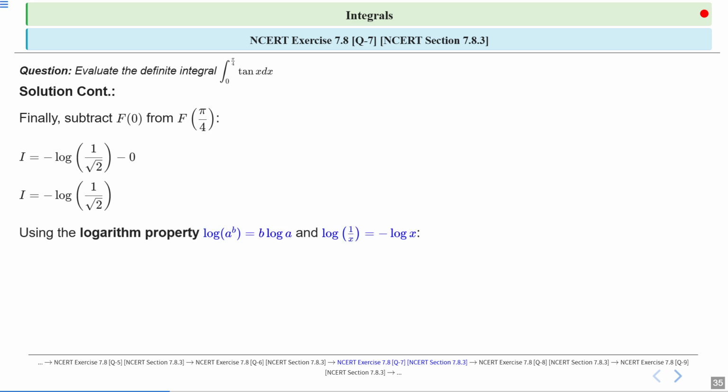Now using the logarithmic properties, log a to the power b is b log a, and log 1 by x is minus log x. So 1 by root 2 can be written as 2 to the power minus 1 by 2. So minus log, first apply the second property, so it becomes minus log 2 to the power minus 1 by 2. So minus into minus 1 by 2 log 2, it becomes 1 by 2 log 2.